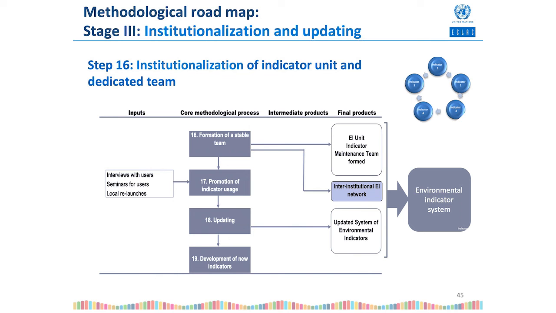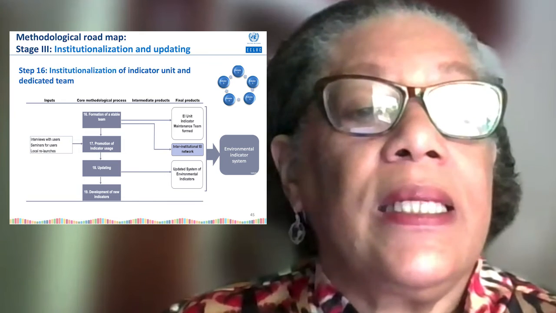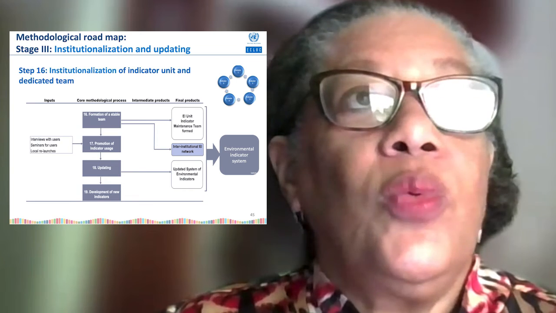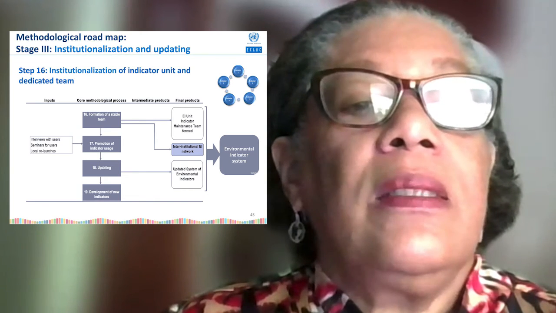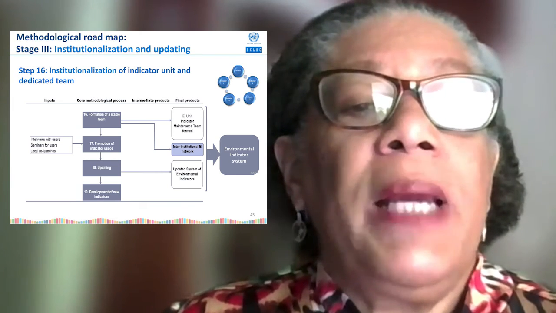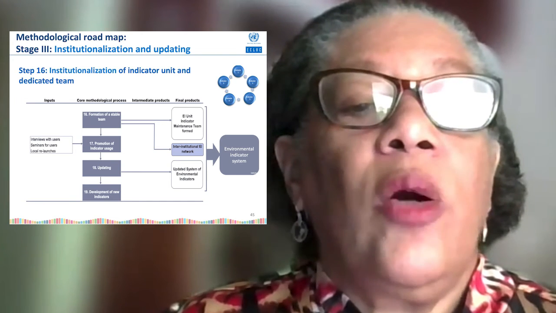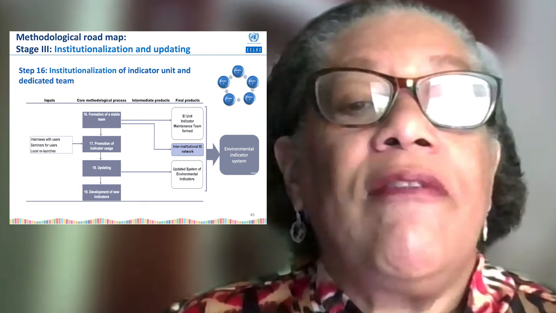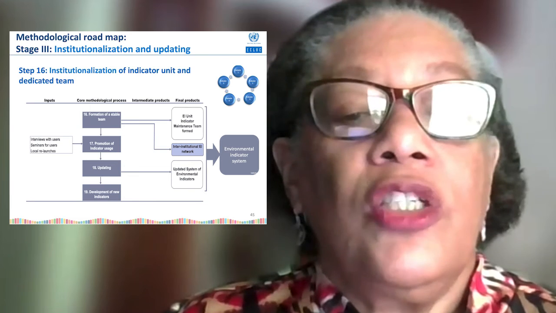of indicators. In step 16, we would have institutionalization of an indicator unit and the building of a dedicated team. After we have had the interviews with users and seminars for the users and launches and local relaunches, we would have the formation of a stable team, the promotion of the usage of the indicators, updating of the indicators, and development of new indicators. The final products here would be a unit created to build these indicator sets. It would be an environmental indicator unit. There would be an institutional network, leading to an updated system of environmental records. So we would have a complete environmental indicator system in the country.